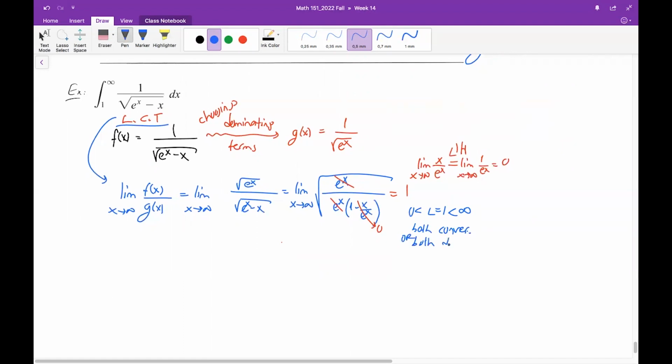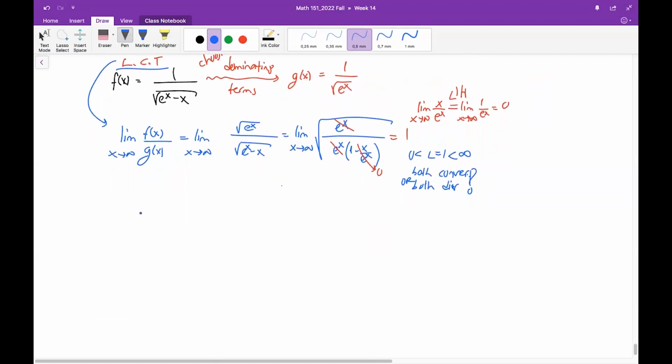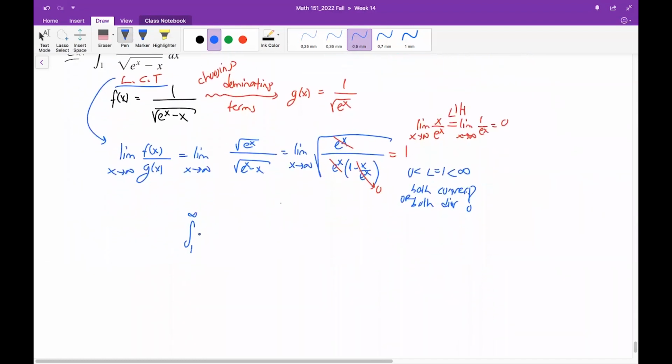So let's try to understand the behavior of the g of x function. The integral from 1 to infinity of g of x dx is the integral from 1 to infinity of 1 over the square root of e to the power x, dx. So this is the integral from 1 to infinity of e to the power minus x over 2 dx. And you can easily compute it by using the standard way, putting b here and sending b to infinity.